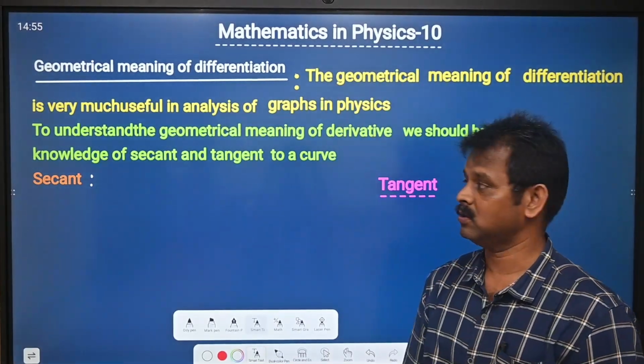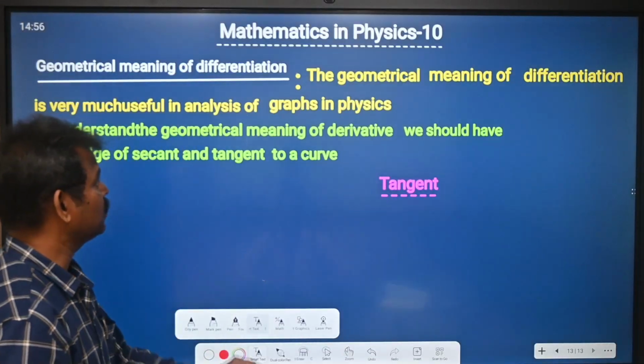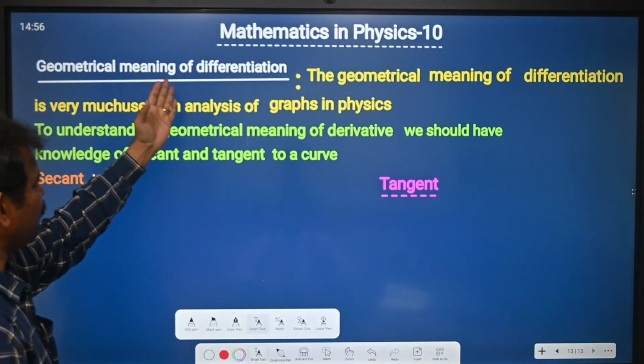Mathematics and Physics, 10th part. Today's topic is also about differentiation only. But what is the geometrical meaning of differentiation?